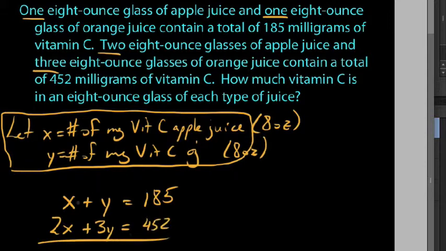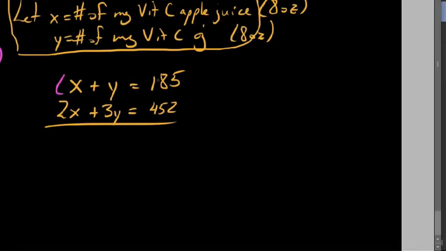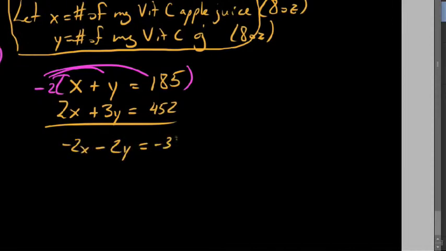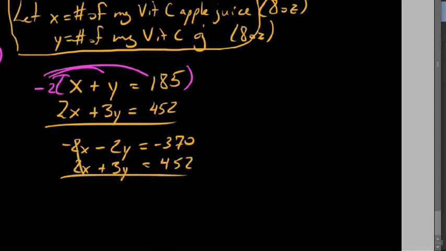Now that we've got our system set, we can go about solving it. We'll use the elimination method. We'll multiply the top equation by negative 2 so that we get negative 2x minus 2y equals negative 370. The second equation is 2x plus 3y equals 452. Now our x's eliminate each other. y is simply the difference between 452 and 370, which is 82. So for every 8-ounce glass of OJ, we have 82 milligrams of vitamin C.